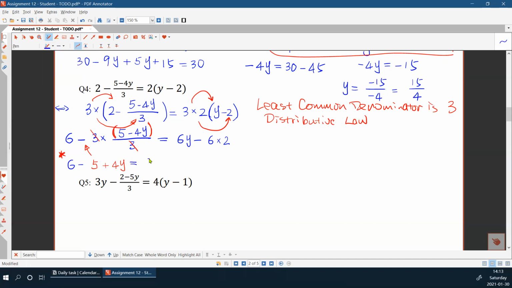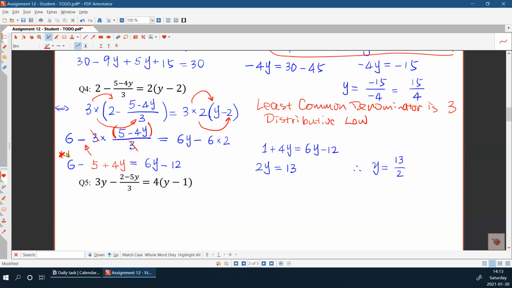Okay, right hand side we have 6y minus 12. Okay, next step, left hand side we have 1 plus 4y. Right hand side we have 6y minus 12. And then we can merge all the y's and all the constants, which gives us 2y equals 13, right? So the solution is y being 13 over 2. This is our final solution. Okay.